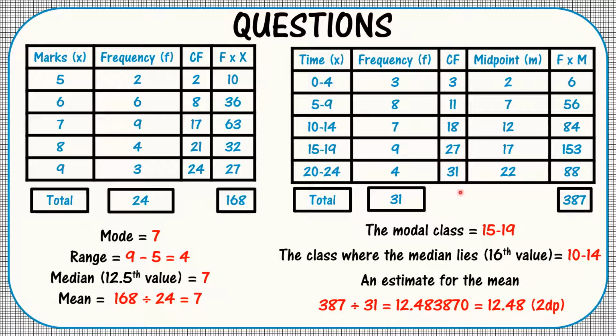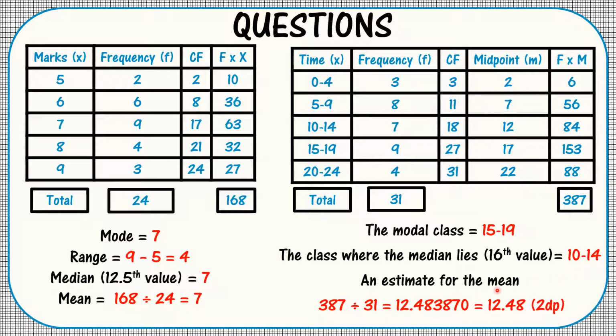We got this total cumulative frequency, which equals 31, plus 1, which equals 32. 32 divided by 2 is equal to 16. So we're looking for the 16th value. As you can see, the 16th value lies in this class. Therefore, the median is equal to 10 to 14.